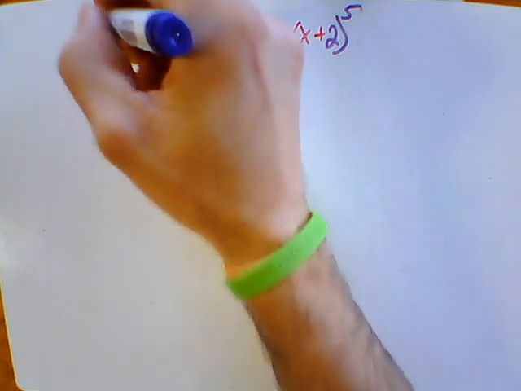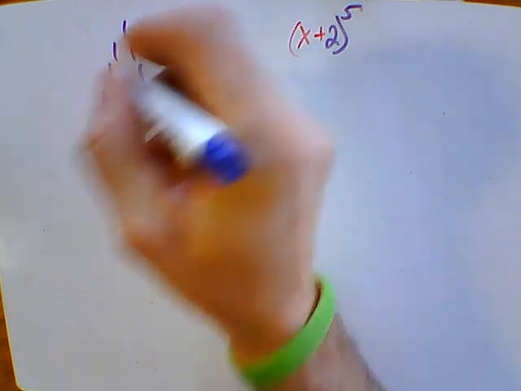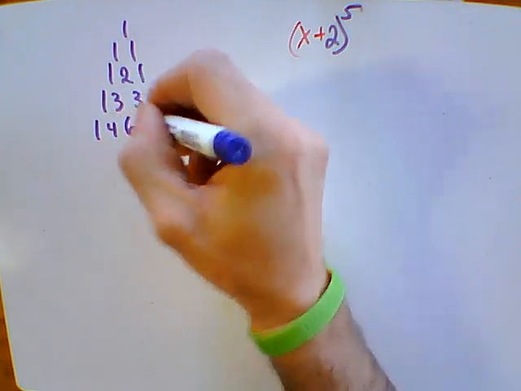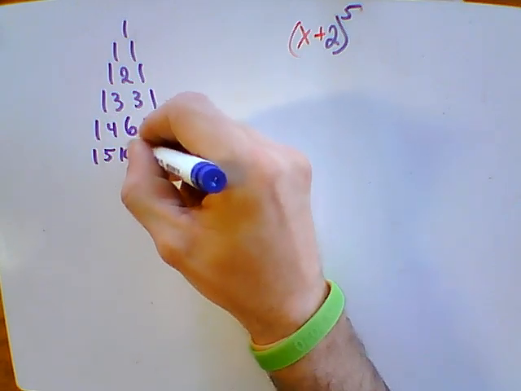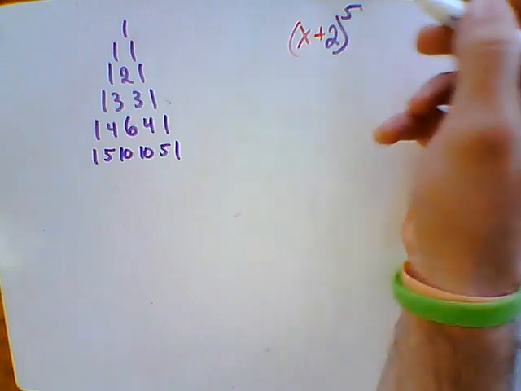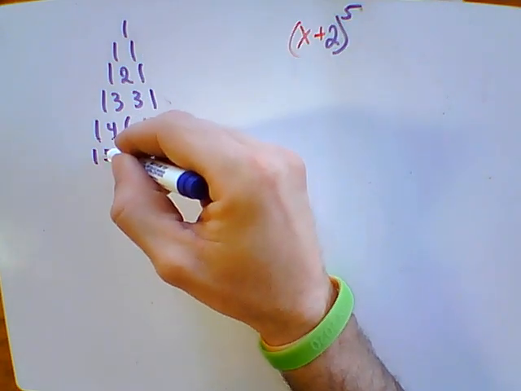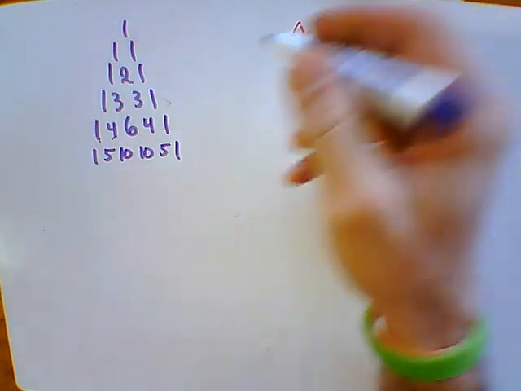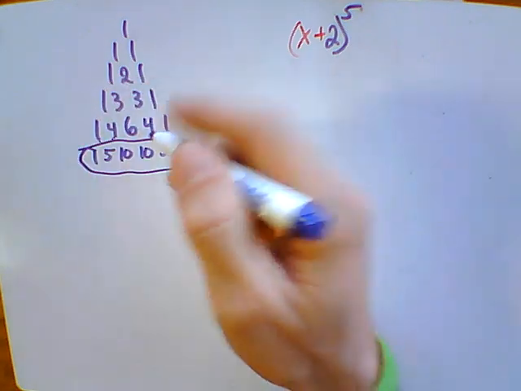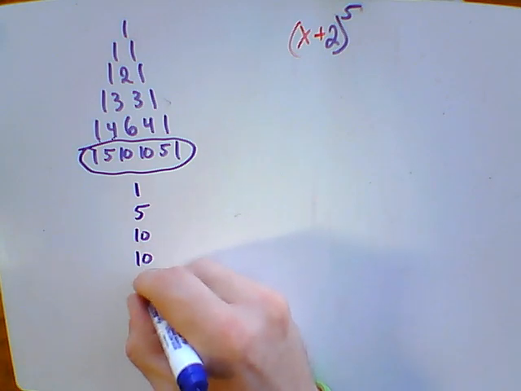All right, I would look and say, okay, let me build my triangle. 1; 1, 1; 1, 2, 1; 1, 3, 3, 1; 1, 4, 6, 4, 1; 1, 5, 10, 10, 5, 1, because it's the 5th power. You'll notice all I'm doing is looking in between the two numbers above where I'm trying to find and adding those together. All right, so this is my line. So I take my coefficients, 1, 5, 10, 10, 5, 1.